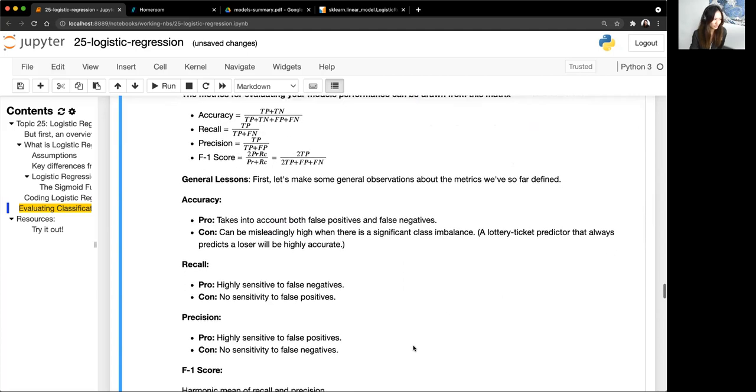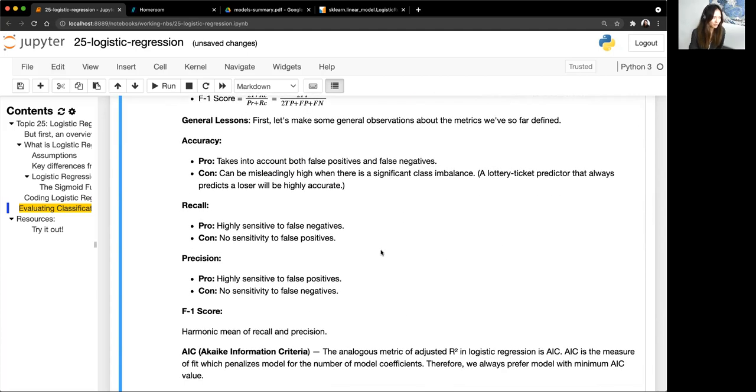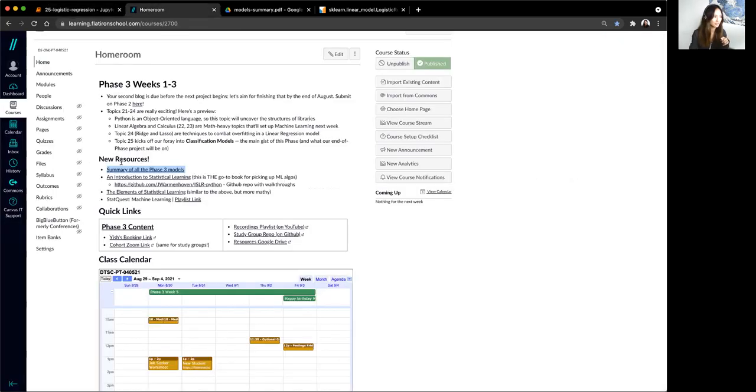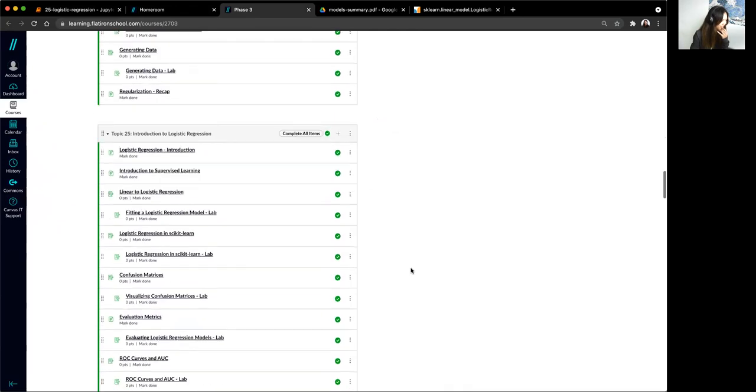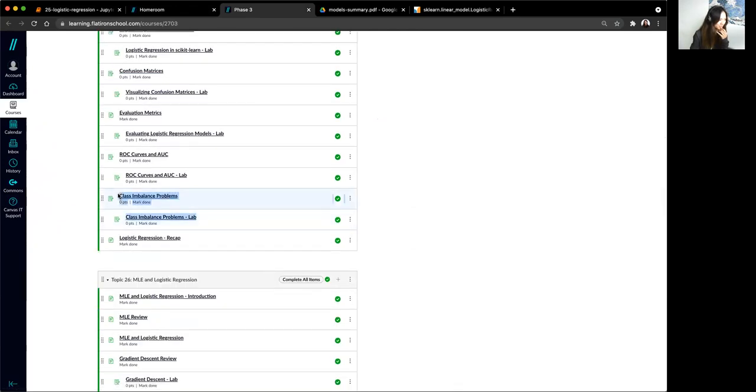Okay, so let's talk about the pros and cons of each metric. The pro is it takes into account both false positives and false negatives fairly equally. A con is it can be misleadingly high when there is significant class imbalance. Class imbalance is something that is talked about in the lessons over here. Let me show you all where that is. I think it's in 25. Here we go, class imbalance problems. It's just one quick lab to show you how to deal with class imbalance problems.